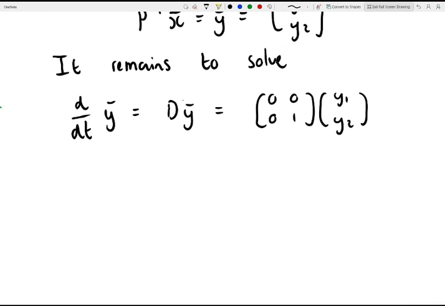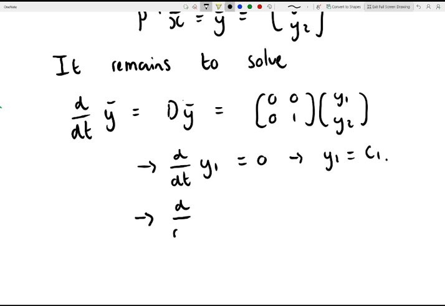So for simplicity, let's multiply this out. We're going to have the derivative with respect to t of y1 from the left hand side is equal to 0 from the right hand side, which implies that y1 is a constant, let's call it c1. And the other equation we're going to get is the derivative with respect to t of y2 is equal to y2, which implies that y2 is some constant times the exponential of t.